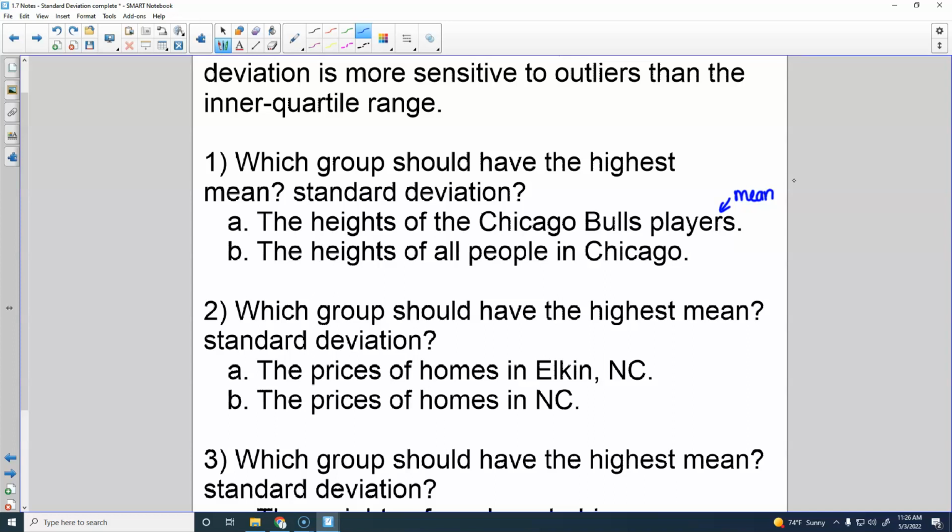You have more people, which means your data is much more spread out, right? Because the Chicago Bulls players live in Chicago, at least for part of the year, probably, right? And so they're included. Those super tall people are included. But you also have, the way this is worded, even children, right, that are going to be really short. So it's going to be really spread out. So this would have the highest standard deviation.